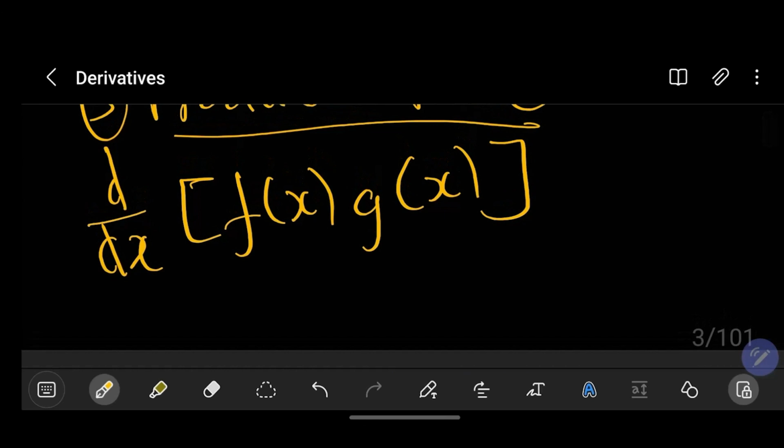The rule as I showed you earlier for multiplication is only if you have a constant, right? So two different rules.